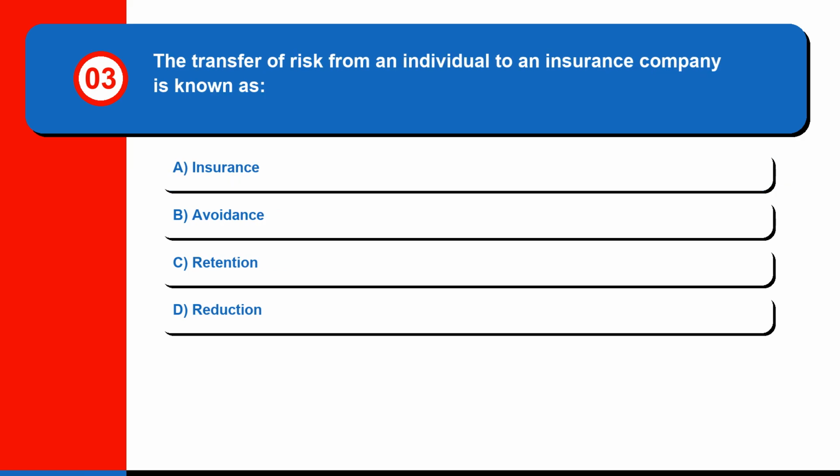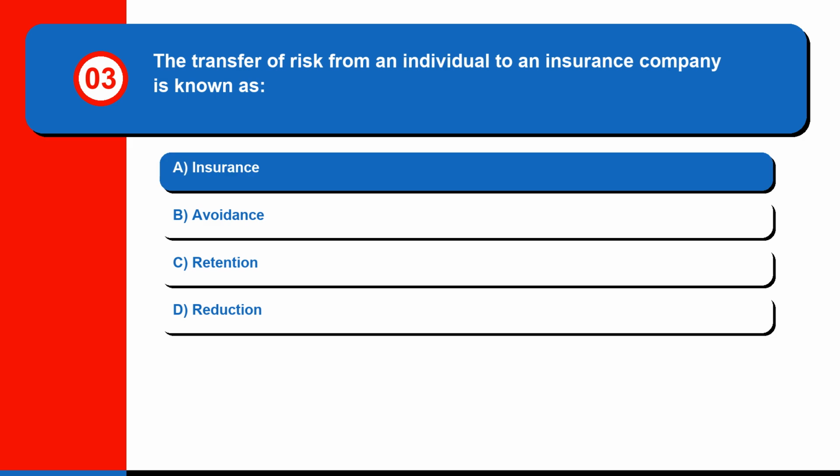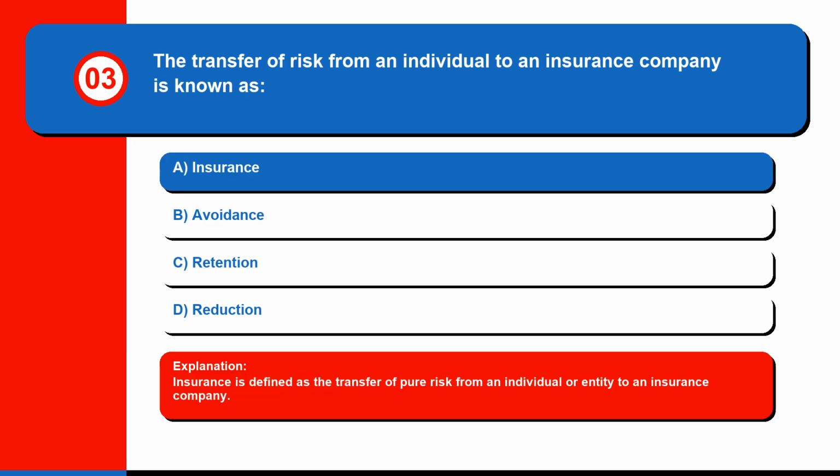Question 3. The transfer of risk from an individual to an insurance company is known as A. Insurance. B. Avoidance. C. Retention. Or D. Reduction. The correct answer is A. Insurance. Insurance is defined as the transfer of pure risk from an individual or entity to an insurance company.